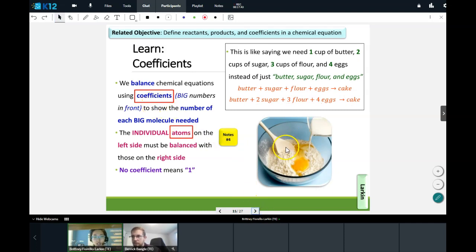This, though, is the answer to number 4. First blank is coefficients. Those big numbers are called coefficients. Second blank is that we need to balance the individual atoms. 40 seconds to raise your hands for number 4.